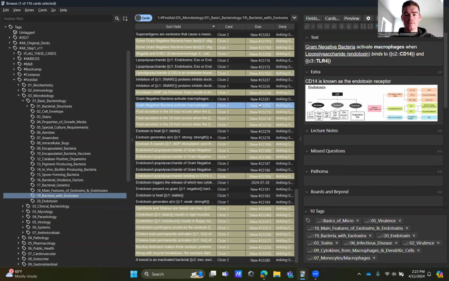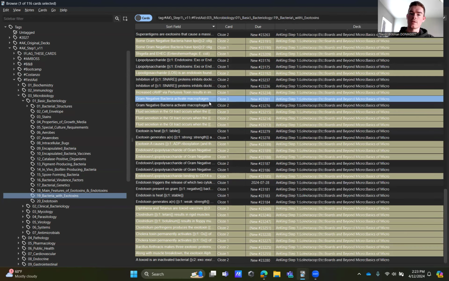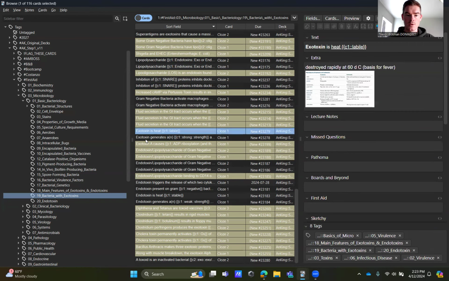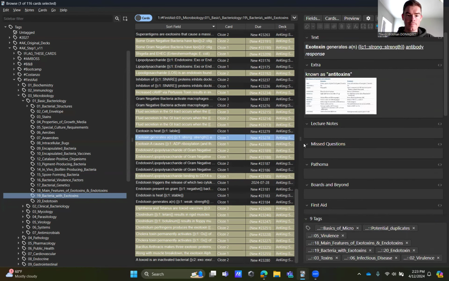No, I think the reason I activated this is because they mentioned CD14 and toll-like receptor 4. So this is an awfully specific one. So if you don't want these 2 cards, you don't need to activate them. They're kind of hyper specific, but I picked them up. And then you can skip these next 3. Fluid secretion in the GI tract occurs. Skip those 3. Exotoxin is heat labile. Exotoxin generates a strong antibody. I believe that's from a previous section.